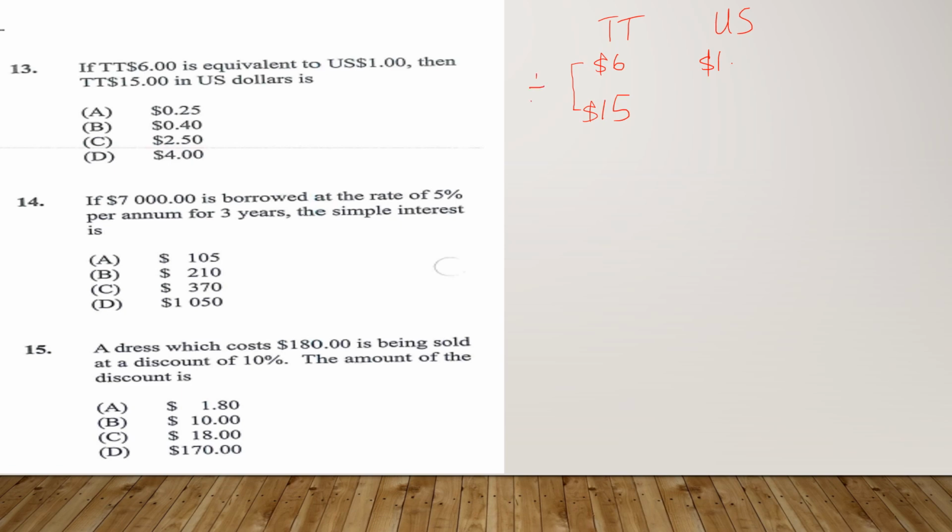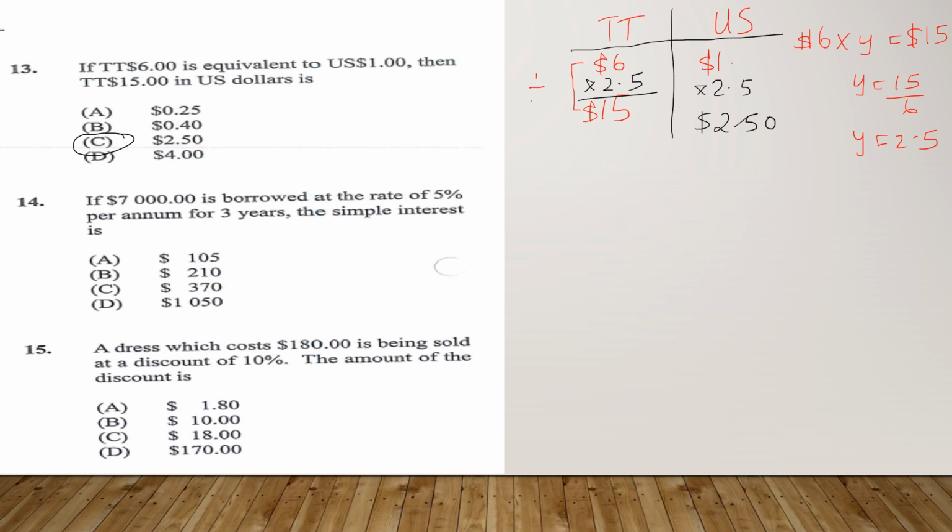So really what you're saying is that $6 times something is equals to $15. So that something is 15 over 6, which is 2.5. So in other words, I'm going to multiply $6 by 2.5 to get 15. I'll do the same thing over here. So the answer is $2.50. It is C. I hope you can understand that, and I hope it's helpful.